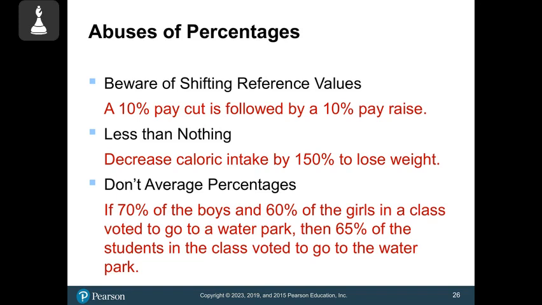And we cannot average percentages. So if 70% of the boys and 60% of the girls in a class voted to go to the water park, we cannot say, well, 65% of the students decided to go to the water park. We cannot do that.